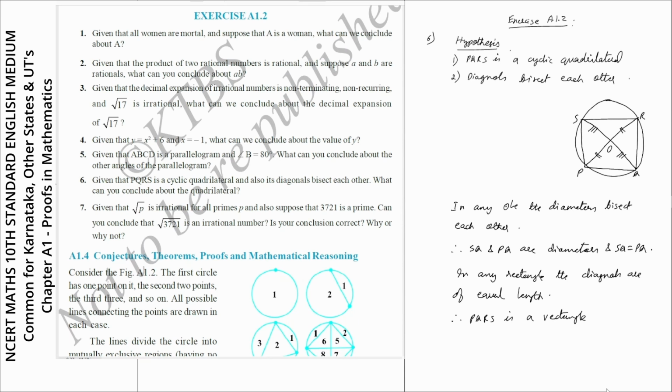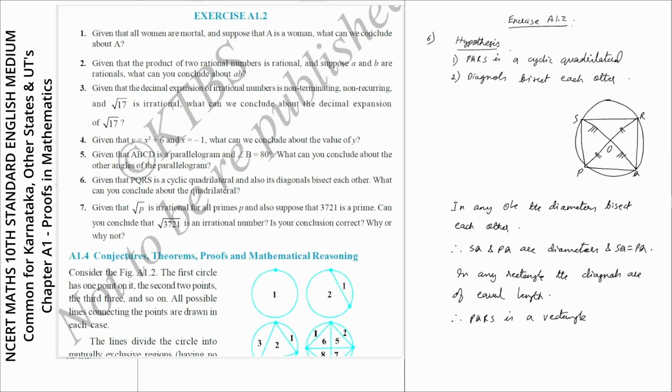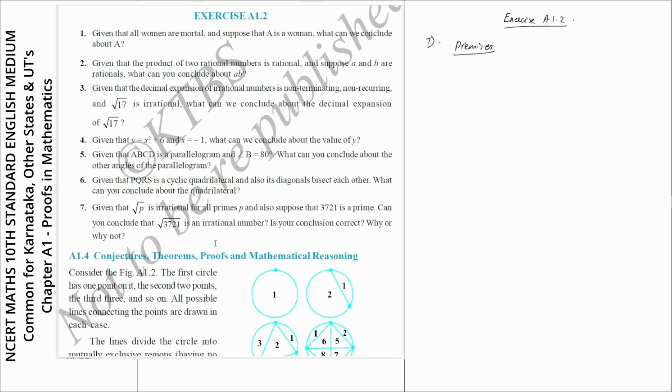In your textbook, if we see the answer, they have given that to be a rectangle only. PQRS is a rectangle they have given. According to me the answer can be a square also. And that completes this problem. Exercise A 1.2, question number 7. Given that square root of p is irrational for all primes p, and also suppose that 3721 is a prime number, can you conclude that square root of 3721 is an irrational number?